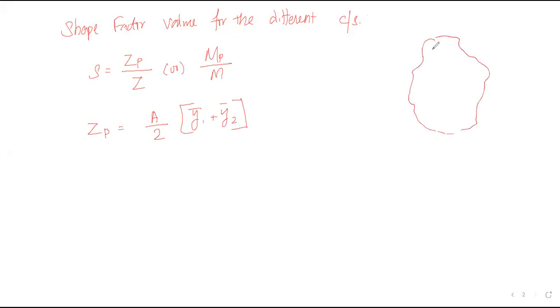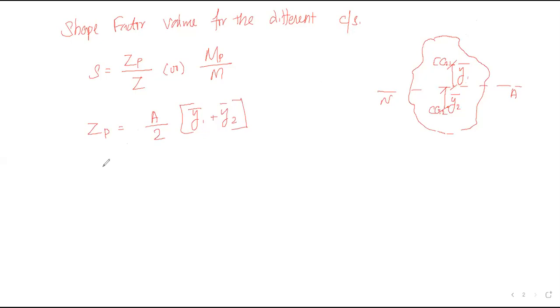So that we have discussed in the last class. With respect to the neutral axis, the above portion centroid will be called Y1 bar. With respect to the neutral axis, the below portion centroid will be called Y2 bar. So their center of gravity we have to find out. Then the total area divided by 2. So this is the formula we have to use.